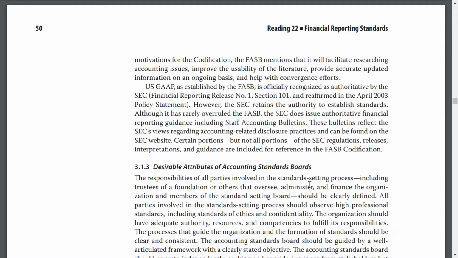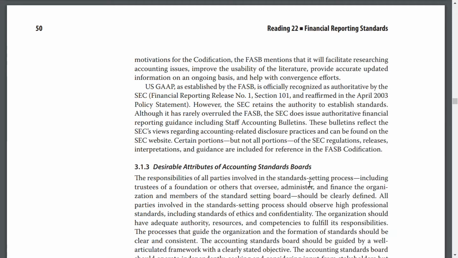The SEC also issues authoritative financial reporting guidance, including staff accounting bulletins. The bulletins reflect the SEC staff's views regarding accounting-related disclosure practices and can be found on the SEC website. These portions, but not all portions, of the SEC regulations, releases, interpretations, and guidance are included in the references of the FASB's codification.